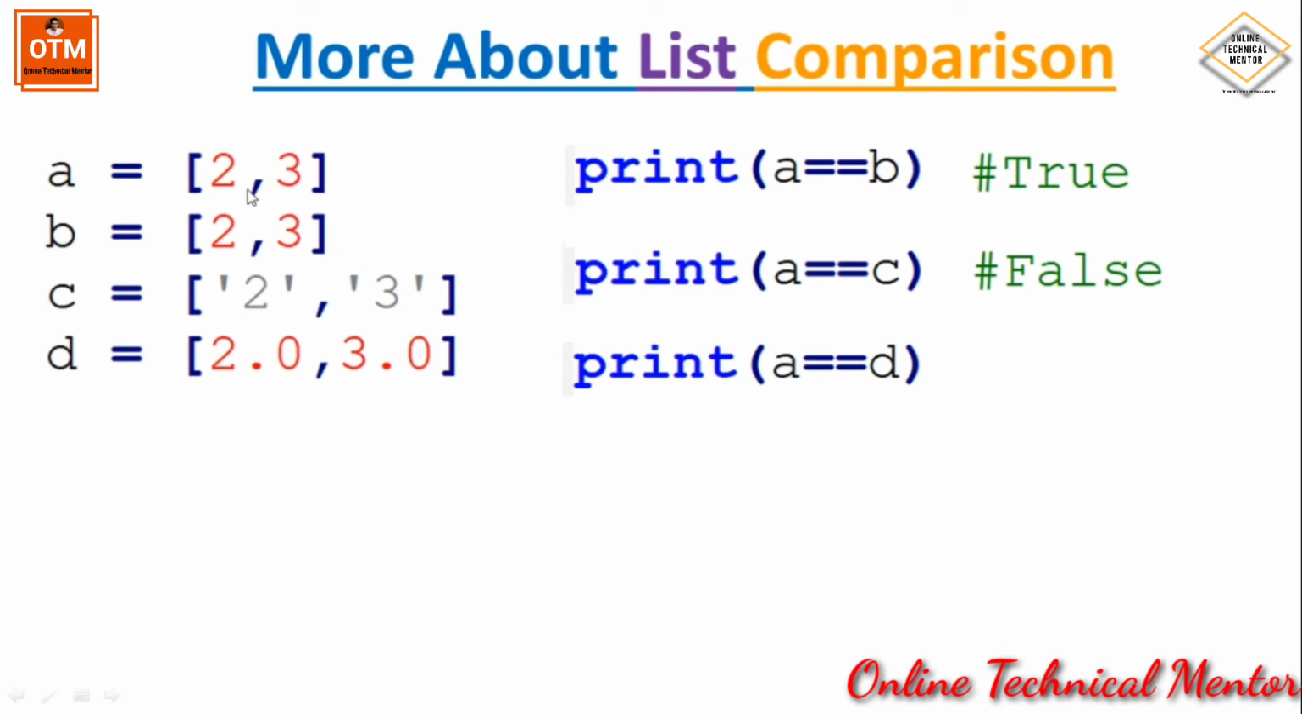There is an exception when an integer list is compared with a float type list. If the values are the same, then it will ignore the data type. That means 2.0 will be considered as 2, and 3.0 as 3. Now A and D will be compared, and you can say that A and D are the same, so it will return true. Again I am repeating, when the integer list is compared with the character list, it returns false because their data types are different. But when the integer list is compared with the float type list, and if their values are the same, it will ignore the data type and compare, and that's why it will return true.